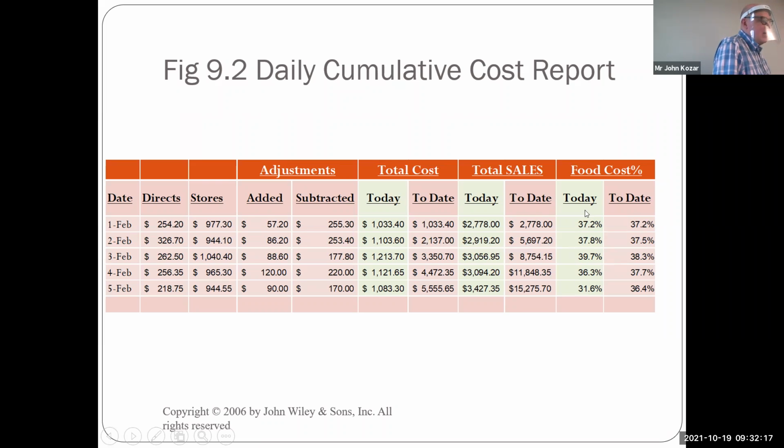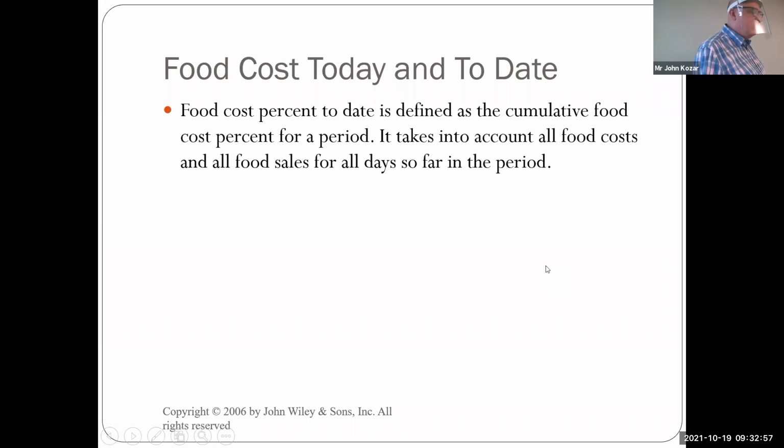So we can look day by day to see how much variance there is in our food cost percentage. You can see on Wednesday, our food cost percent was almost 40%. And on Friday, it was only 31%. But for the whole week, we ran at 36%. That's what this number is telling us. This column is not going to swing around so much, but from day to day, your food cost percentages can vary.